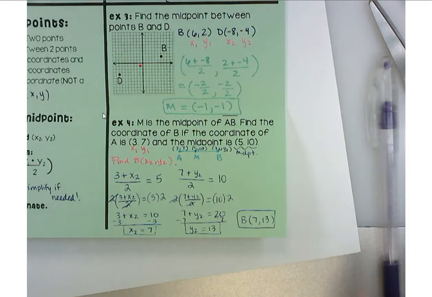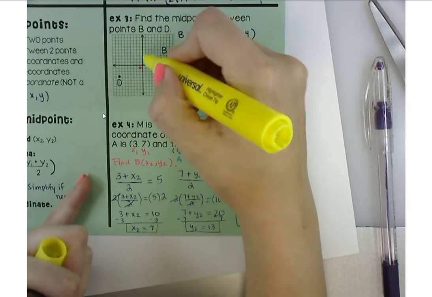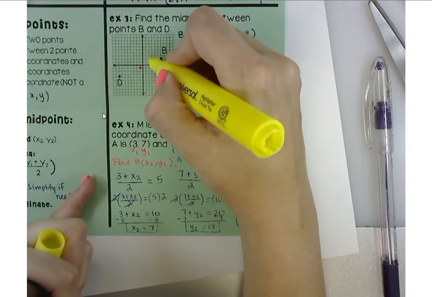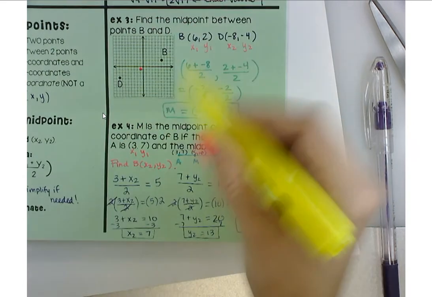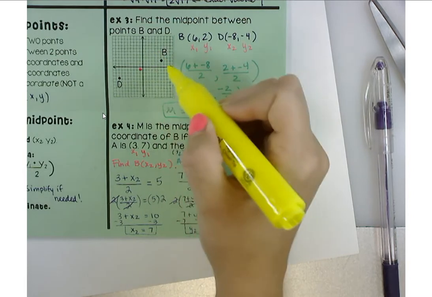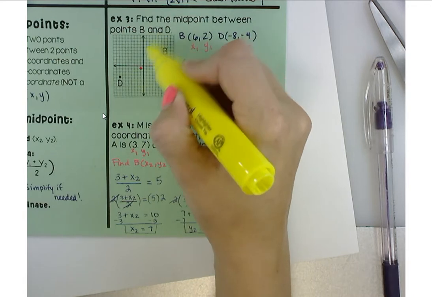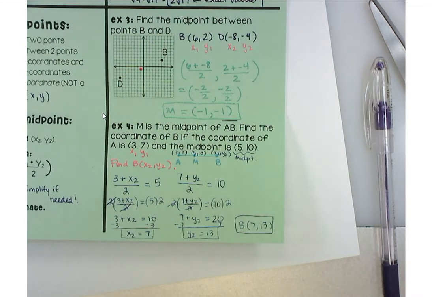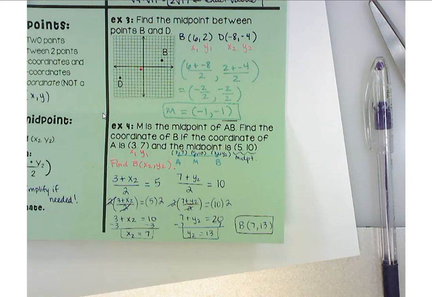Now, again, if we wanted to check that, you could go ahead and just graph it. So if you graph 3, 7, so 1, 2, 3, 1, 2, 3, 4, 5, 6, 7. You can kind of eyeball that, and then 5, 10 will fit. 3, 7, 5, 10. That's actually going to be really small in that graph. So that would be just a good way to make sure that your answer is correct.